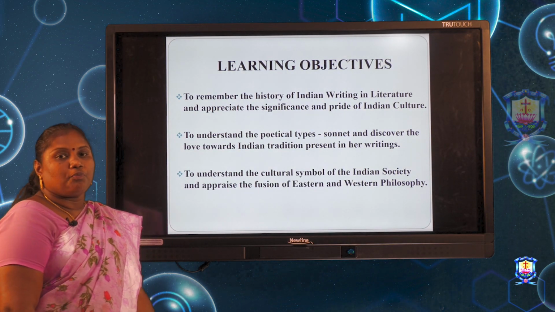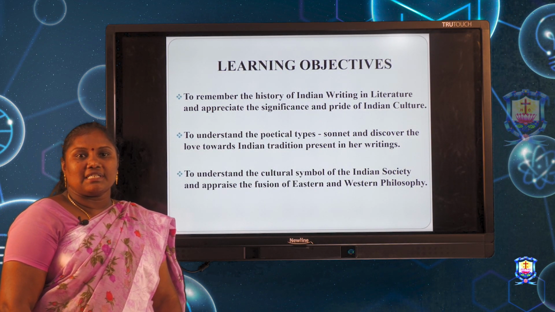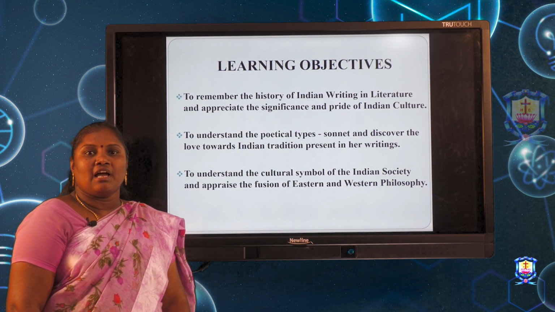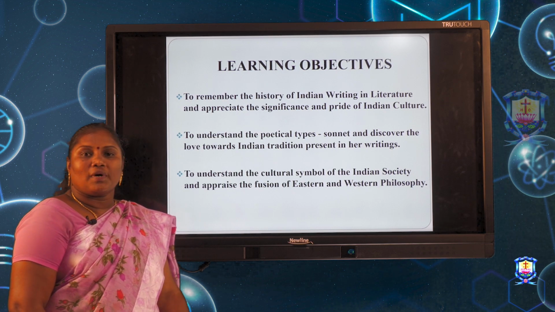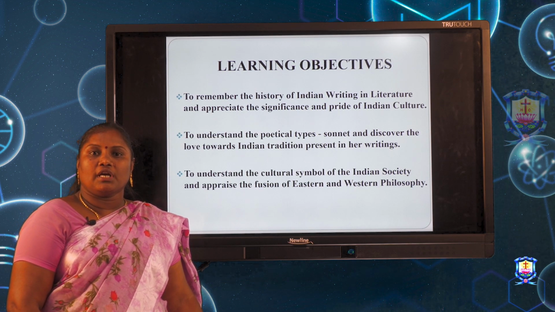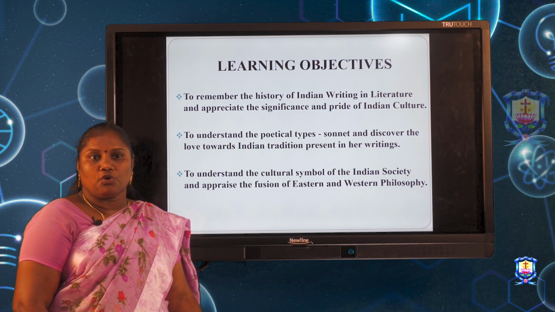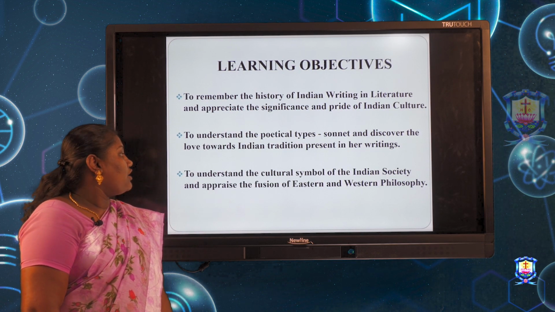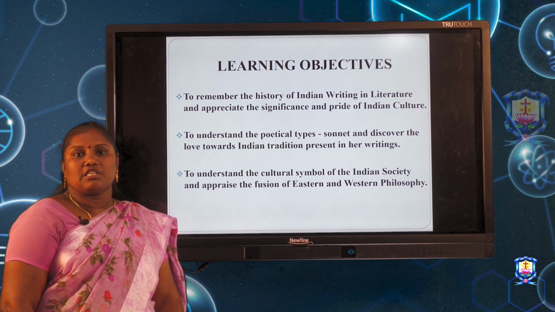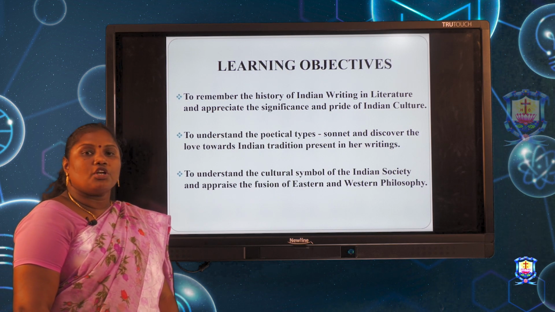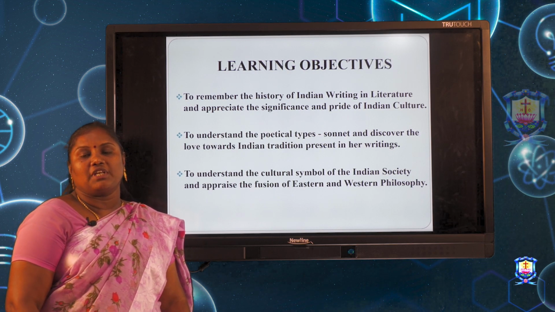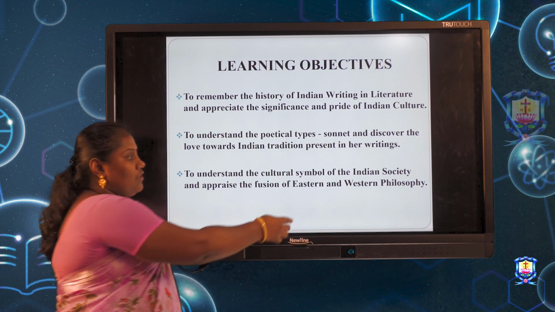Learning objectives of the poem: to remember and understand Indian English literature and the pride and culture of Indian society, to understand the poetical type, especially the sonnet form used by the poet, and to understand the cultural symbol brought out in the form of the lotus flower, in order to appraise the fusion of Eastern and Western philosophy.